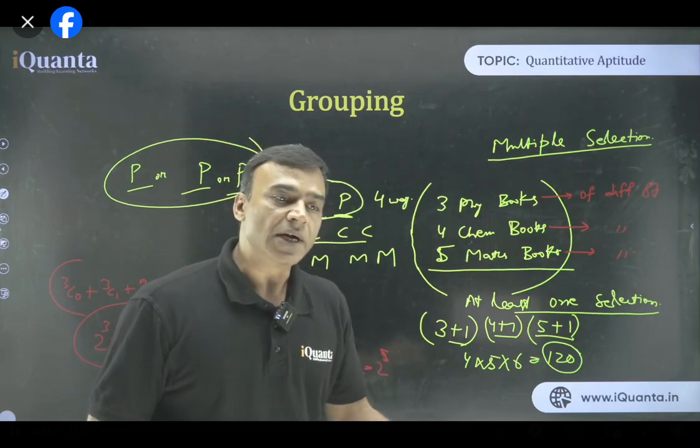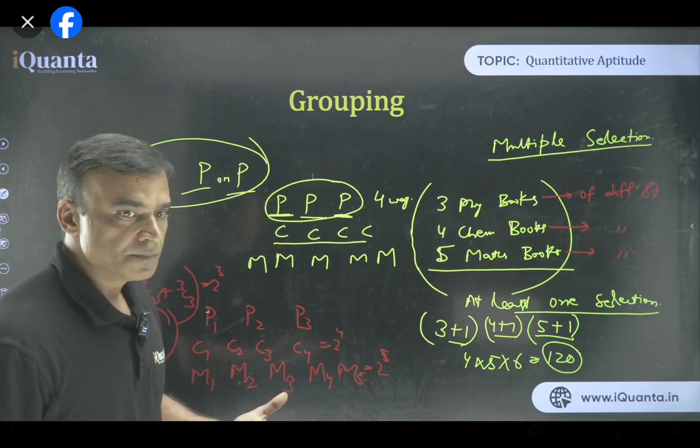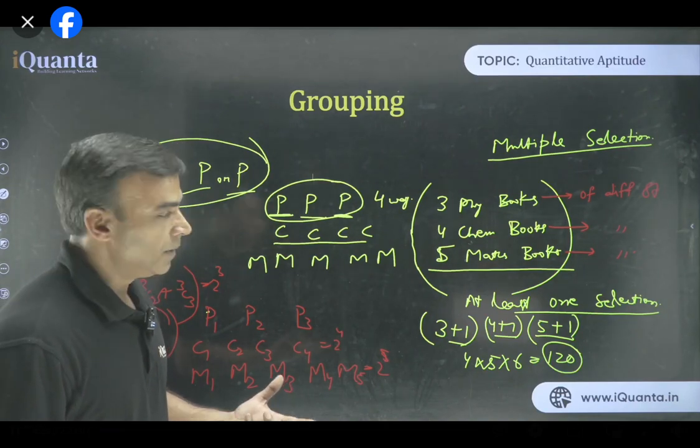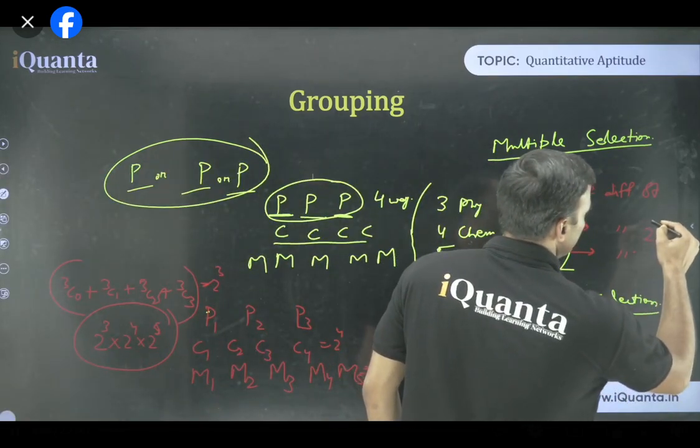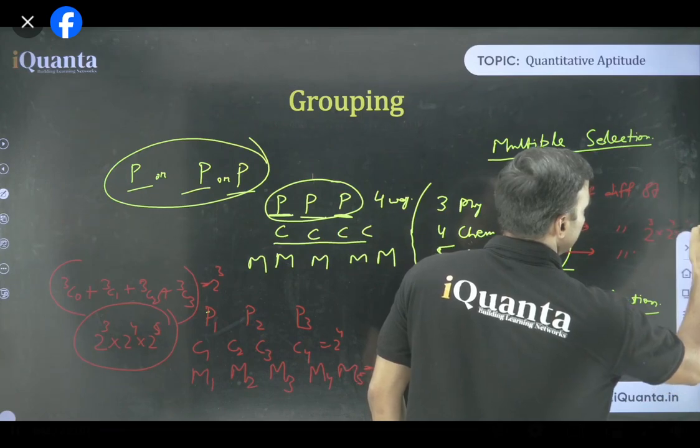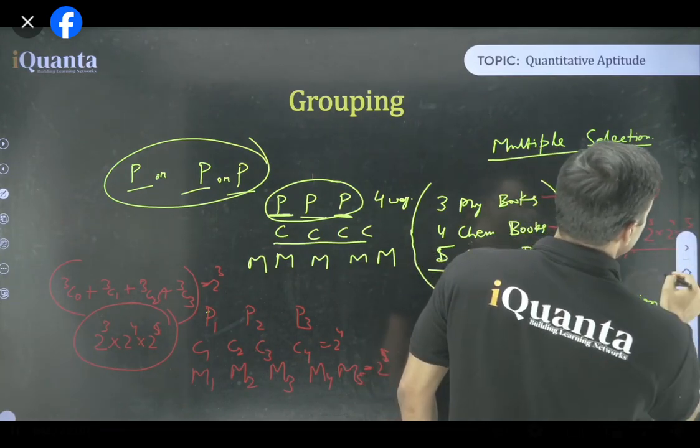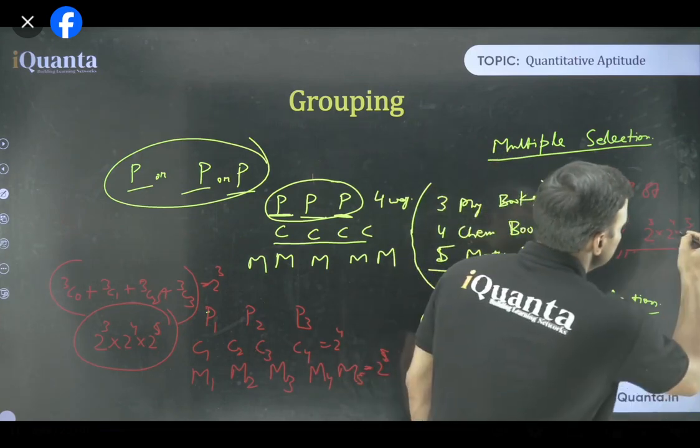Preetham, that would be a different question. At least one of each would be a different question. Okay, right. So for this question, the situation will be 2 to the power 3 into 2 to the power 4 into 2 to the power 5. Is it visible? 2 to the power 5.